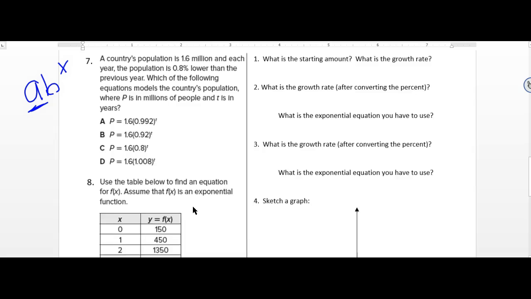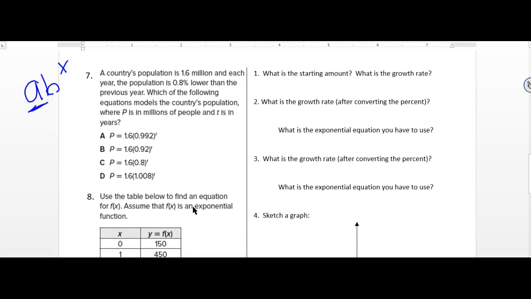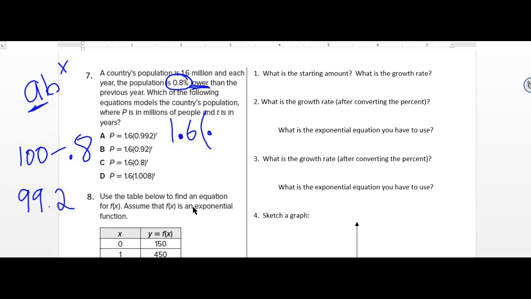Number 7, a country's population is 1.6 million. That's my starting amount. And each year it is 0.8% lower than the previous year. So that's our growth rate, 0.8. So we take 100. We're subtracting because it's getting lower by 0.8%. 100 minus 0.8 is 99.2. So my growth rate here is 0.992 to the power of x or t or whatever letter.